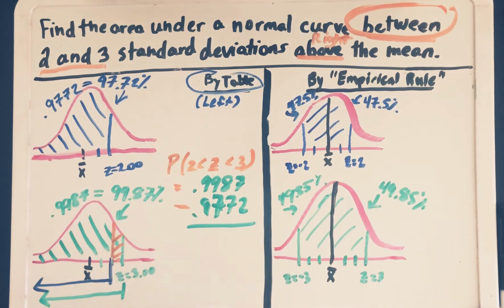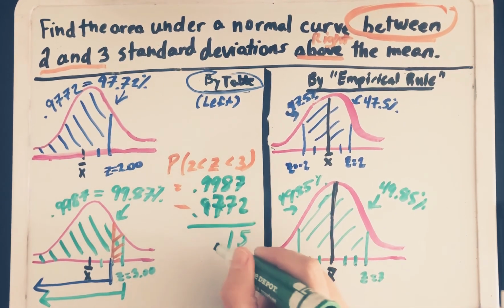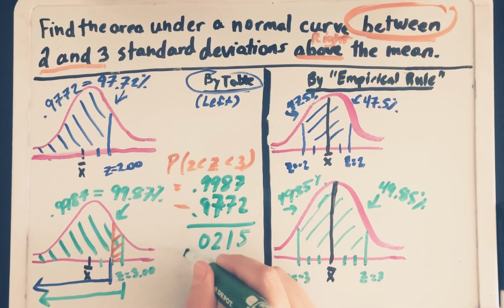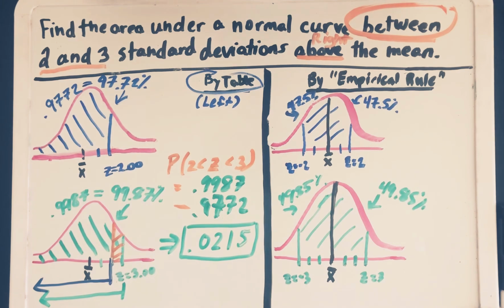And when you do that, you can do it by hand. 7 minus 2 is 5. 8 minus 7 is 1. 9 minus 7 is 2. And 9 minus 9 is 0. So this is the more precise answer, the more precise way of doing things using the table.